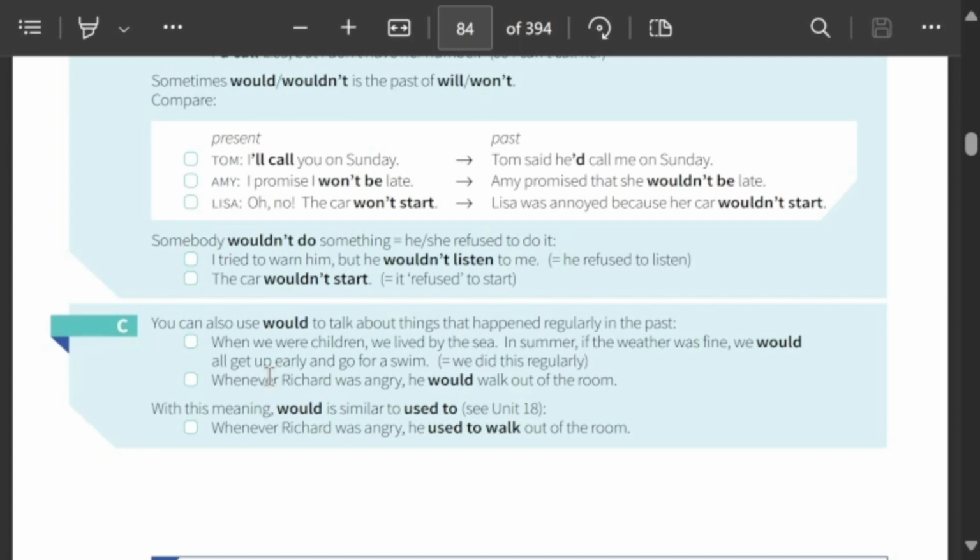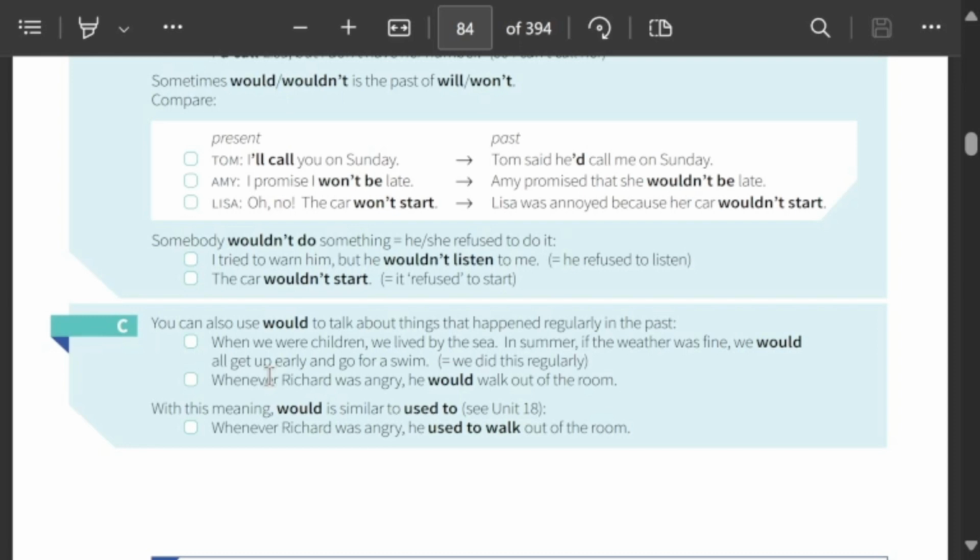For example, he would walk out of the room every time he was angry. So you could say always, if you want. Whenever Richard was angry, he would always walk out of the room. He would always do that. Where is the present simple here?